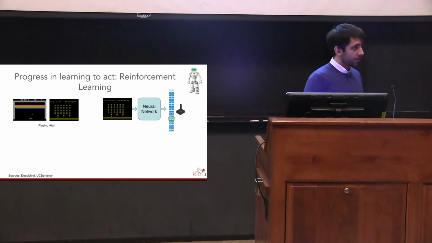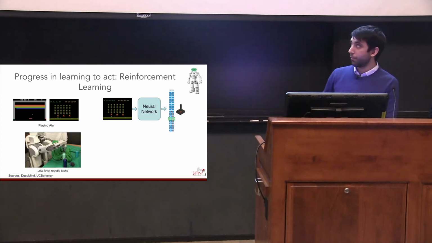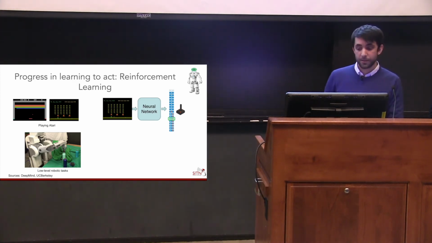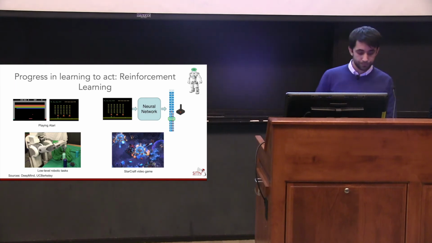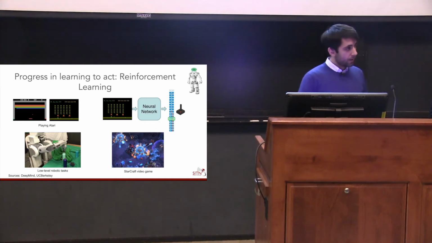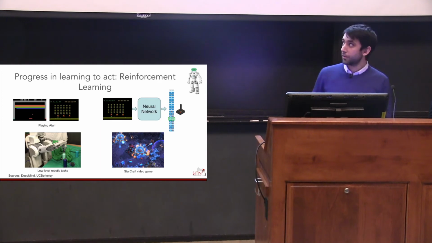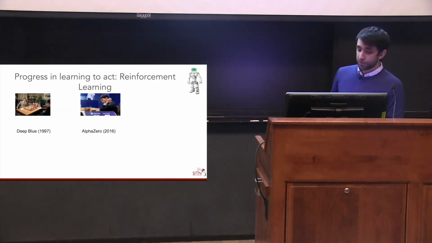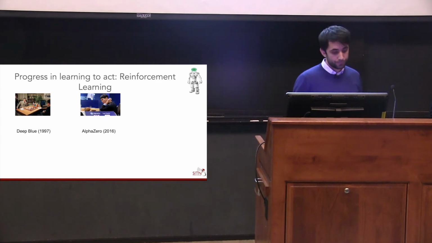Similarly, we can use the same technology to be able to do low-level robotic tasks, like using this ball, for example, or also play more complex video games like StarCraft this last year. As a very instructive example, let's compare how we were able to solve chess 20 years ago with how we solved Go a few years ago.